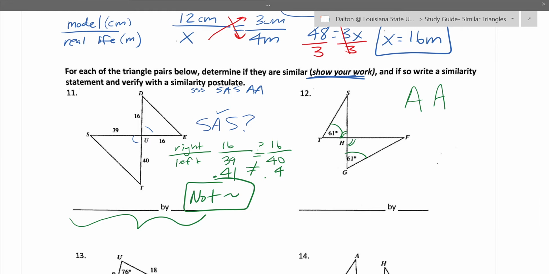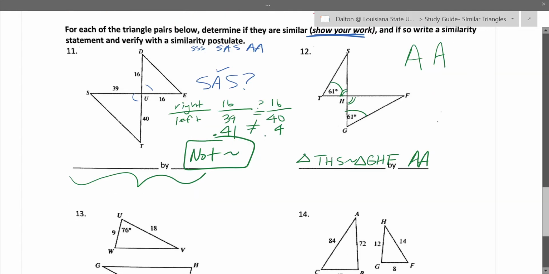So then we can say triangle THS is similar to triangle. Remember, your names have to correspond. So since T is 61 degrees, it must correspond to G, and then H corresponds with H, and then S corresponds with F by AA.